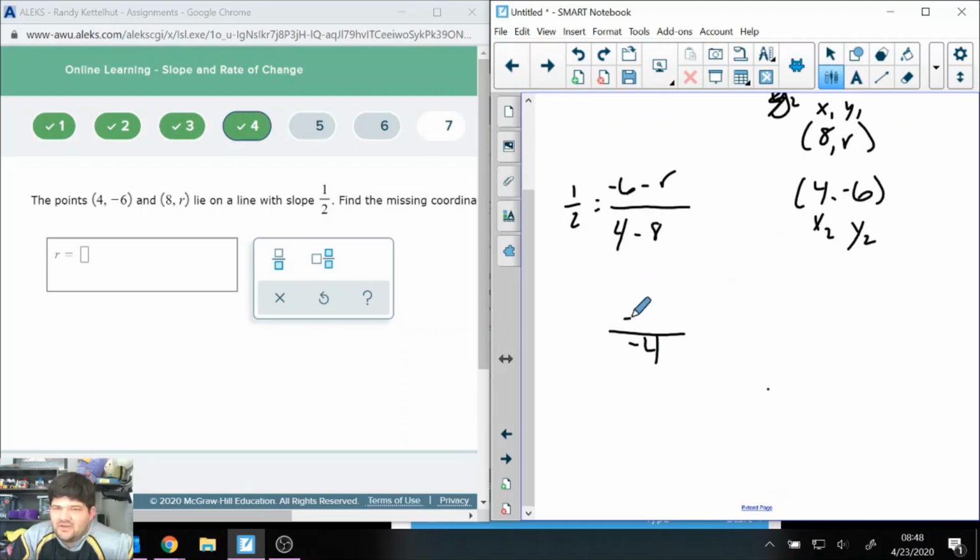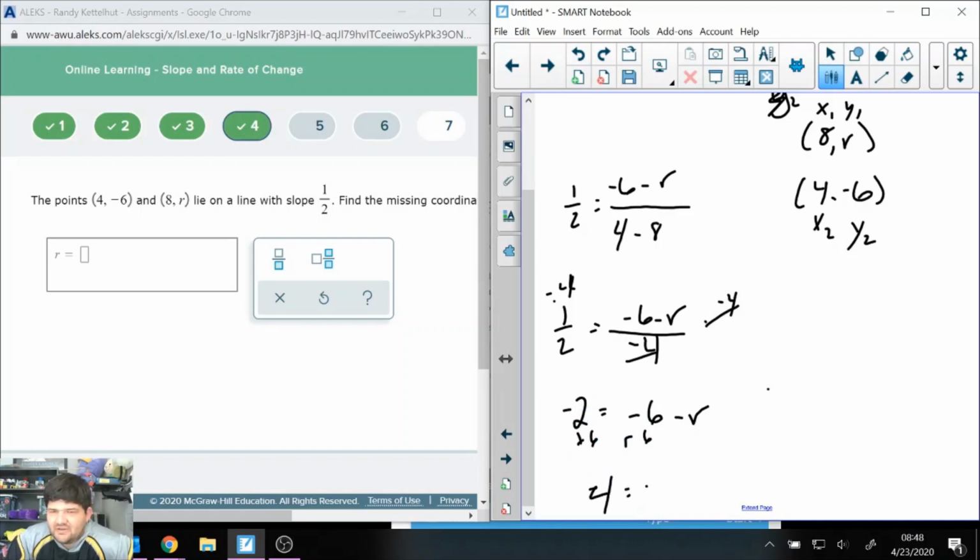And you have negative 6 minus r, and that equals 1/2. To get rid of the negative 4 on the bottom, you do the same thing. Multiply both sides by negative 4. Negative 4 times 1/2 is going to be negative 2. And again, they cancel. That's why we do it. And then to get r by itself, you have to add 6 to both sides, and you get negative 2 plus 6, which is 4. That equals negative r. Then to get r by itself, multiply both sides by negative 1, and negative 4 equals r.